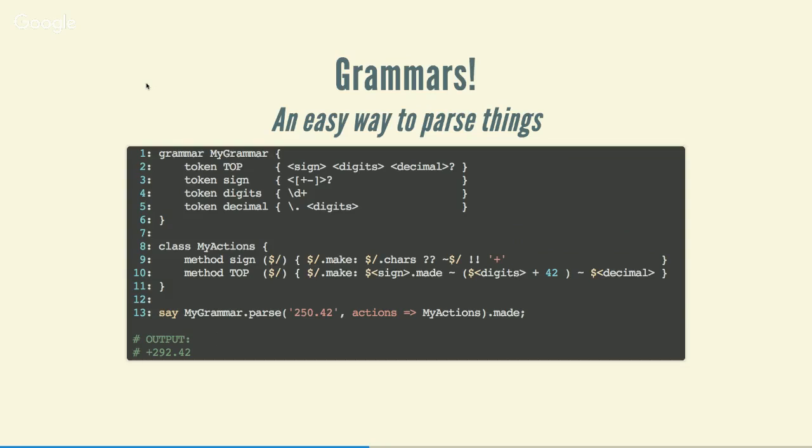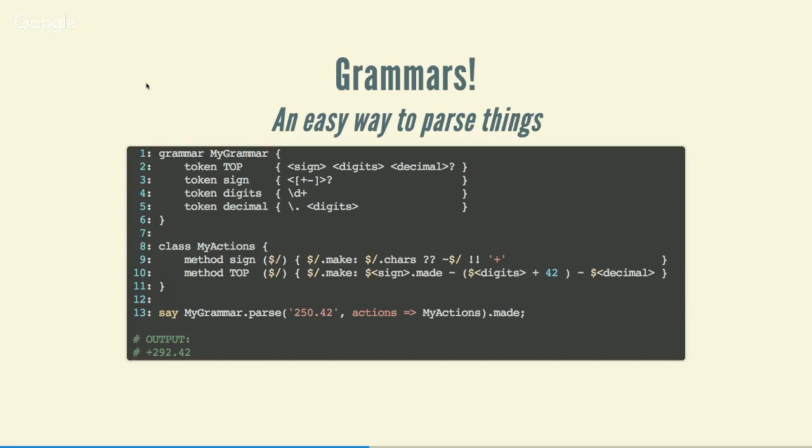So here, for the sign token, we just check if the sign has any characters. If it doesn't, we change it to plus. And if it does, we keep it as it is. That's on line number 9. And on line number 10, that's the final token. We make it the sign, the made. I'm calling the made method to get the value that we stored. And then I'm adding the digits token, but I'm incrementing it by 42. And then I'm connecting the decimal token. And in the output, you can see now our number has a plus sign and it got incremented.